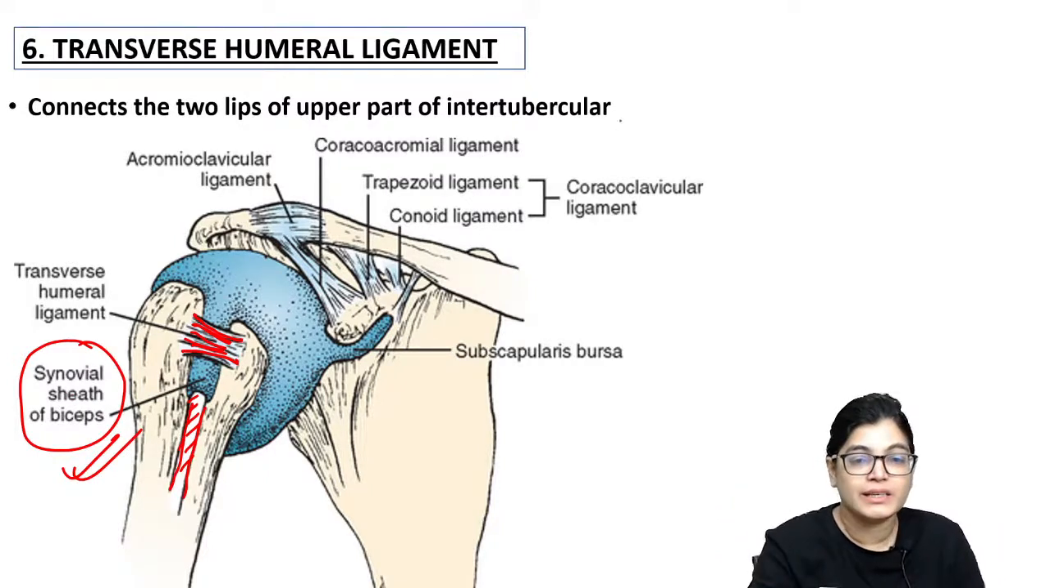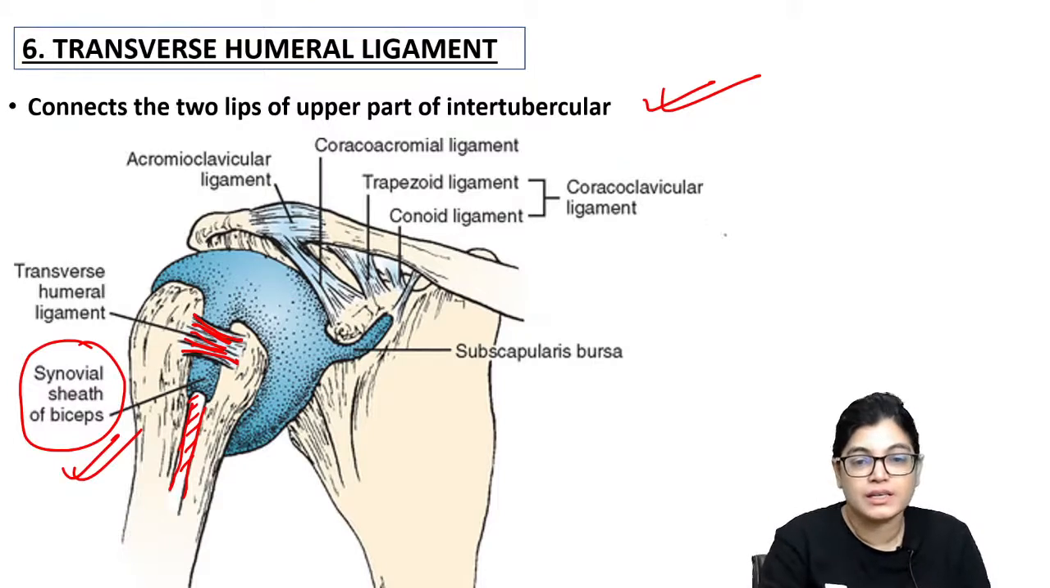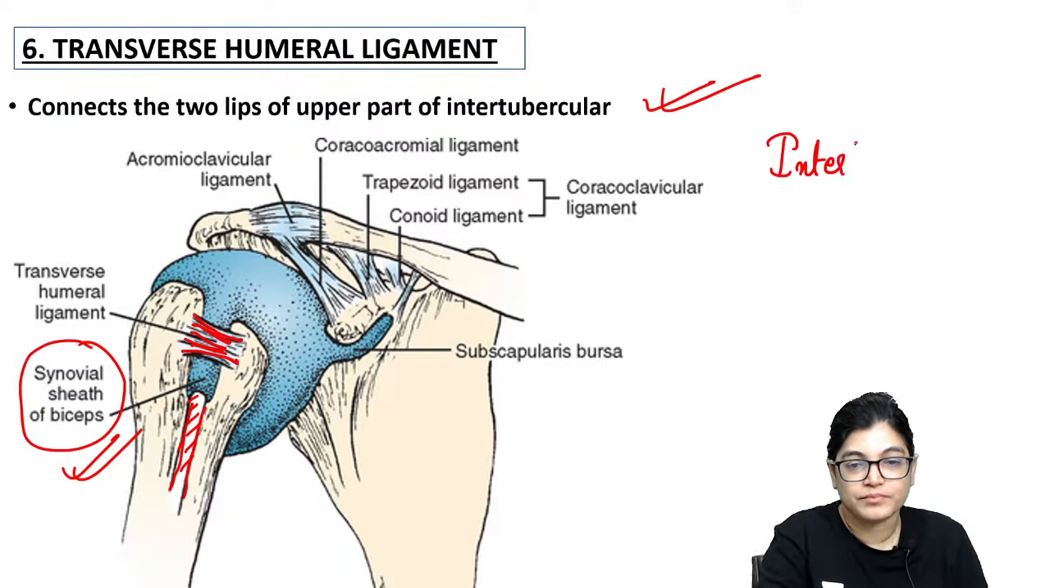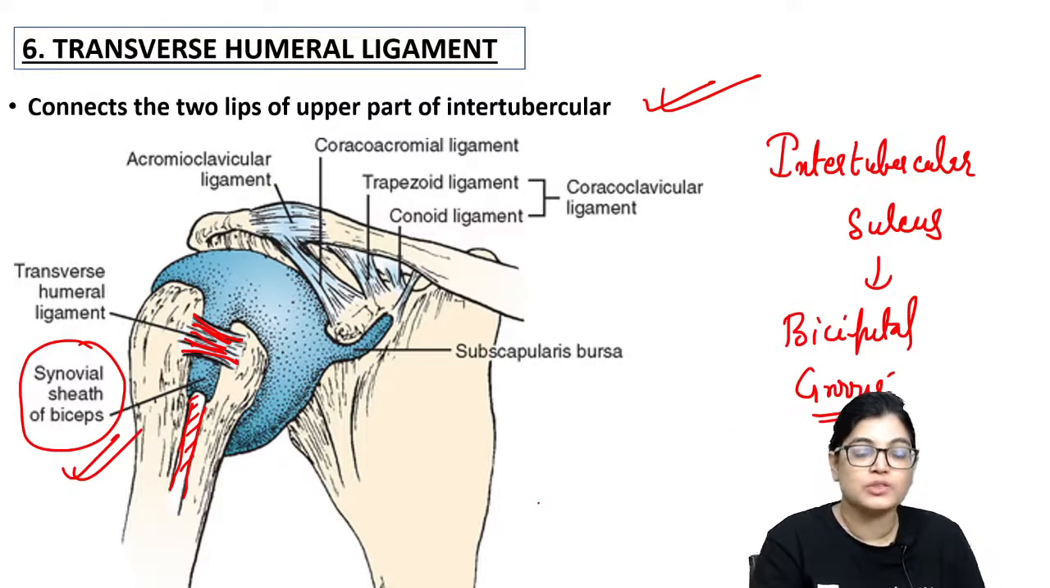The ligament is connecting the two lips of the upper part of the intertubercular sulcus. Intertubercular sulcus is also called the bicipital groove. The ligament which is covering these two lips of the intertubercular sulcus, that is the bicipital groove, is called the transverse humeral ligament.